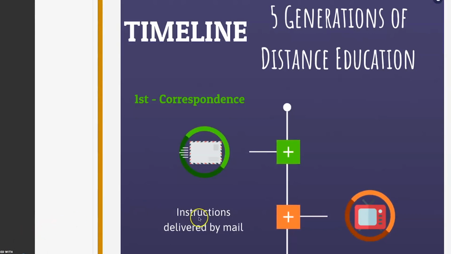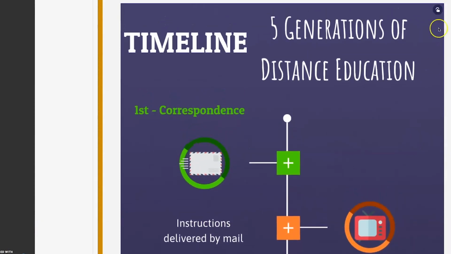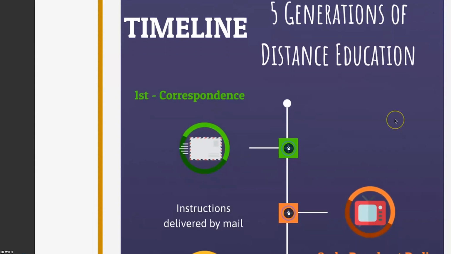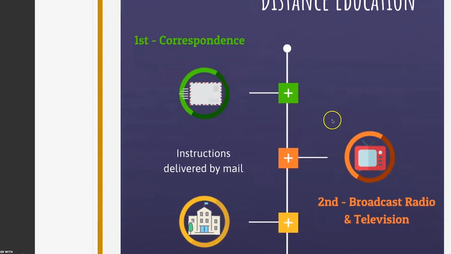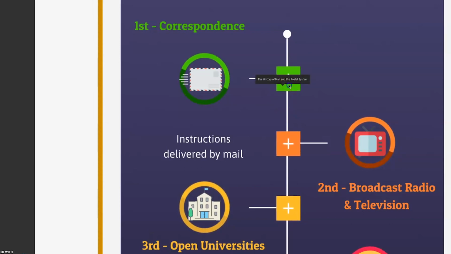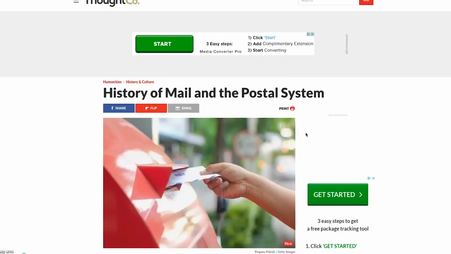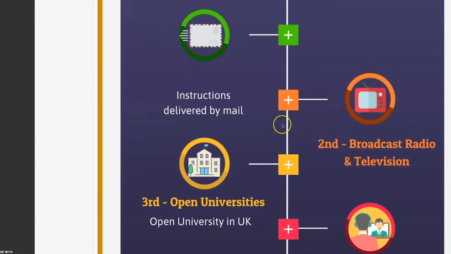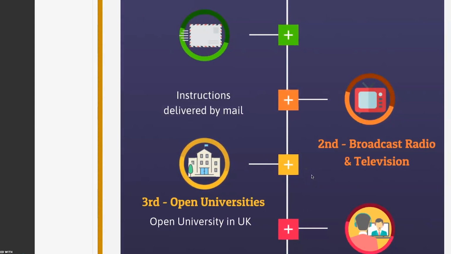In this course, the instructor is discussing a timeline of the 5 generations of distance education. In Genially, you want to look for an interactive elements button at the top. And when you do, it will show you the places where you can actually gain that content. So for instance, if we were to look here at this particular section, which is considered correspondence, and we were to click on that, it would take us to this link that talks about the history of mail and the postal system. If we were to click on any of the other interactive areas, they would then also take us to the link that discusses more about that particular topic.